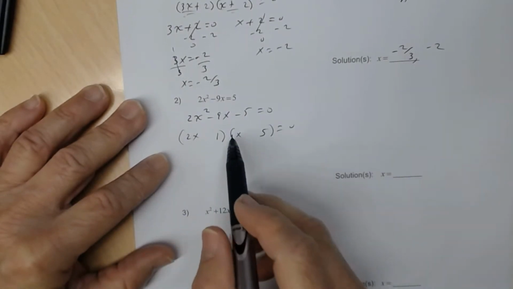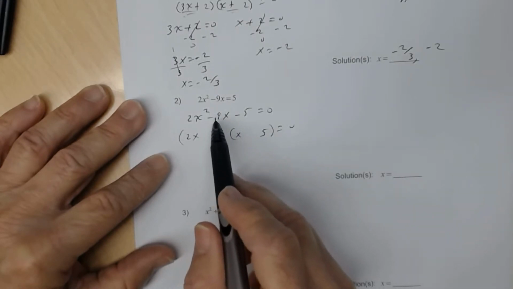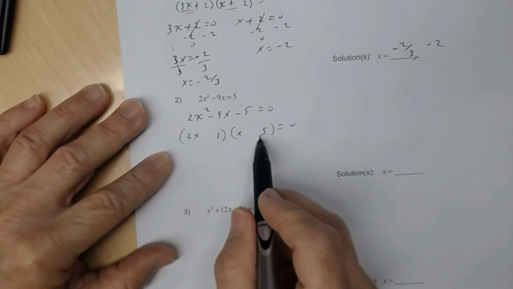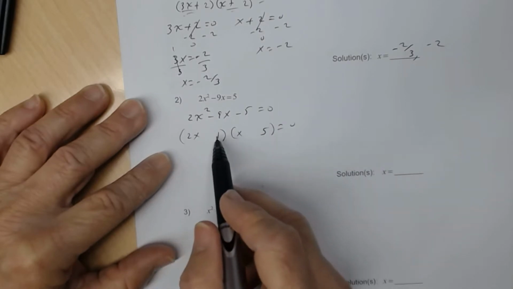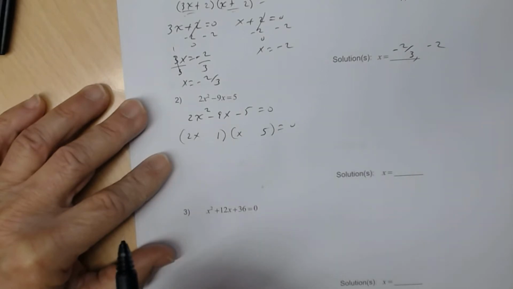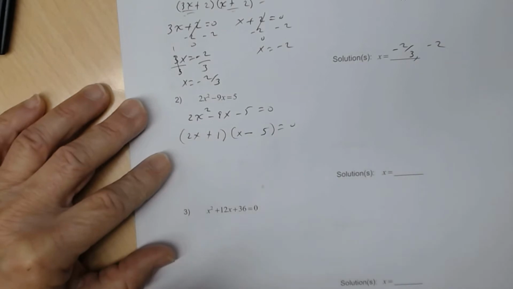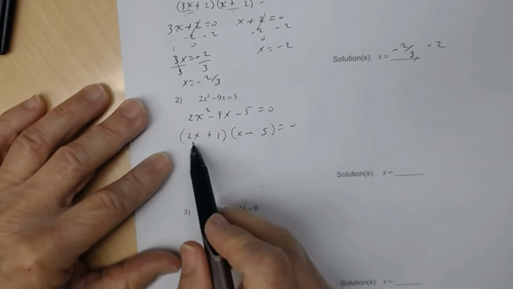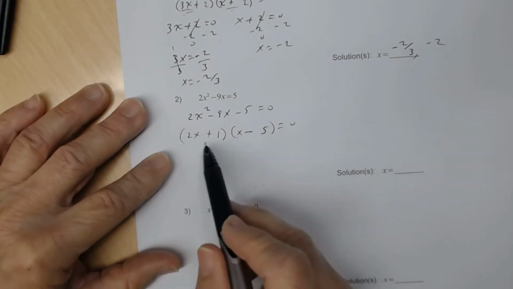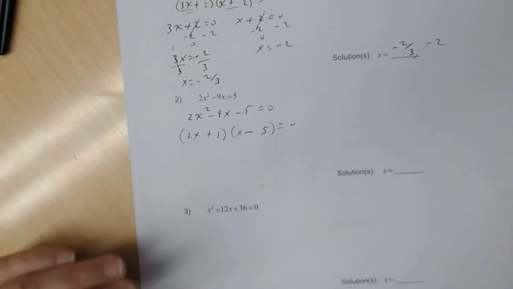All right, and to help you with this, always look at your middle sign. I need that middle sign to be a negative. So if you look at this, the outer is 10x: 2x times 5 is 10x, and the inner is 1 times x, which is 1x. So that 10x has to be negative, so I'm going to put a negative right here, and then this has to be a plus symbol. And check. 2x times negative 5 is a negative 10x. 1 times x is x. A negative 10x and a positive 1x is a negative 9x. All right, so you factored this correctly.